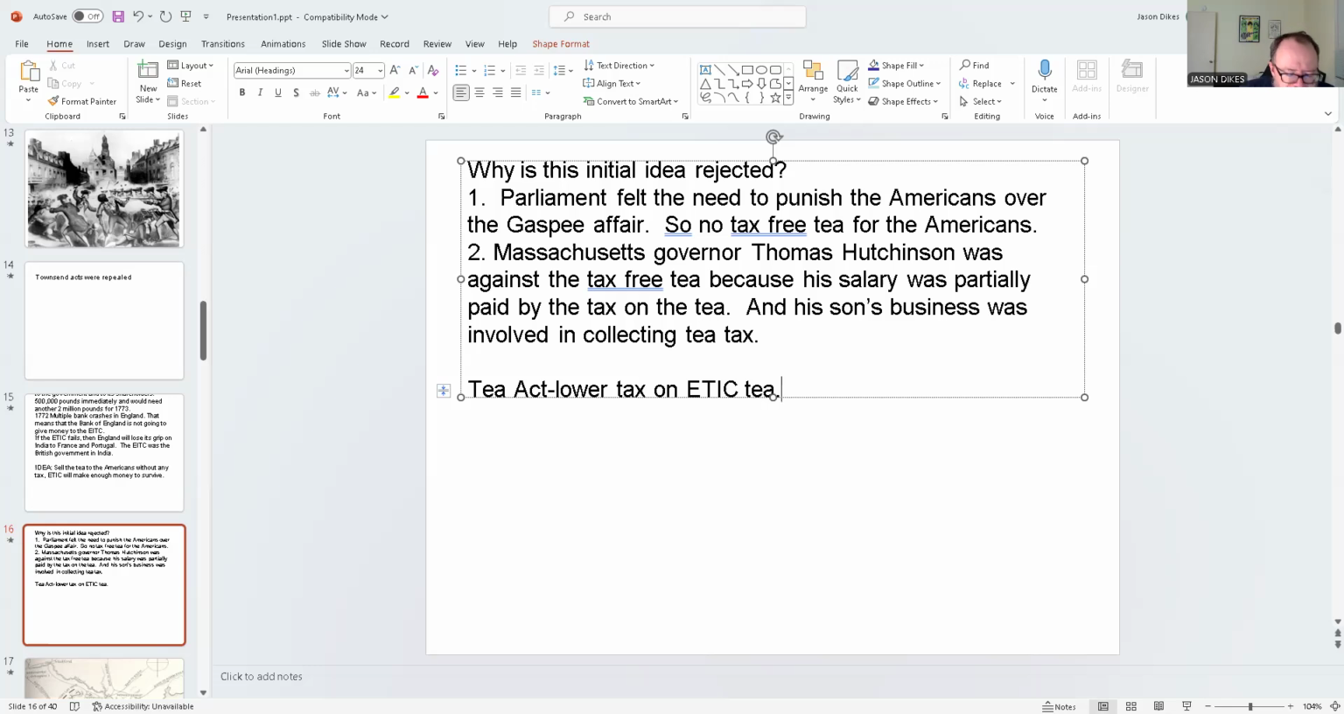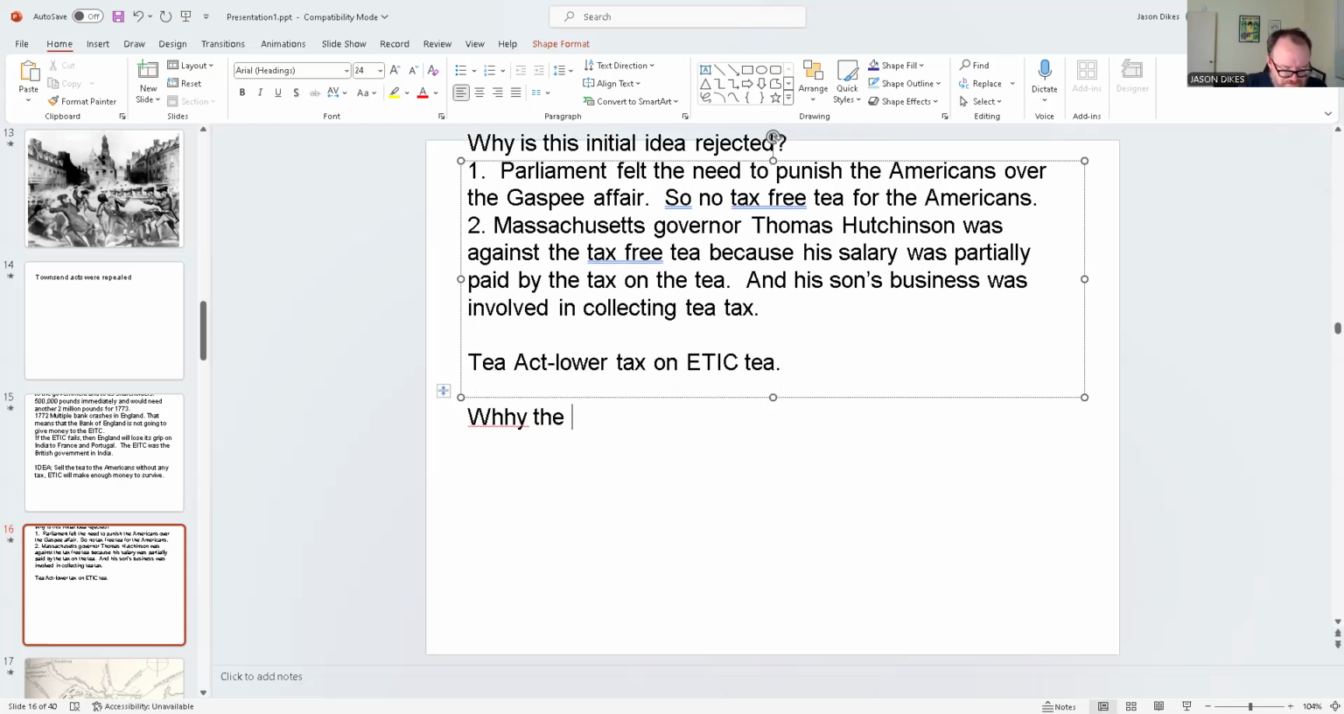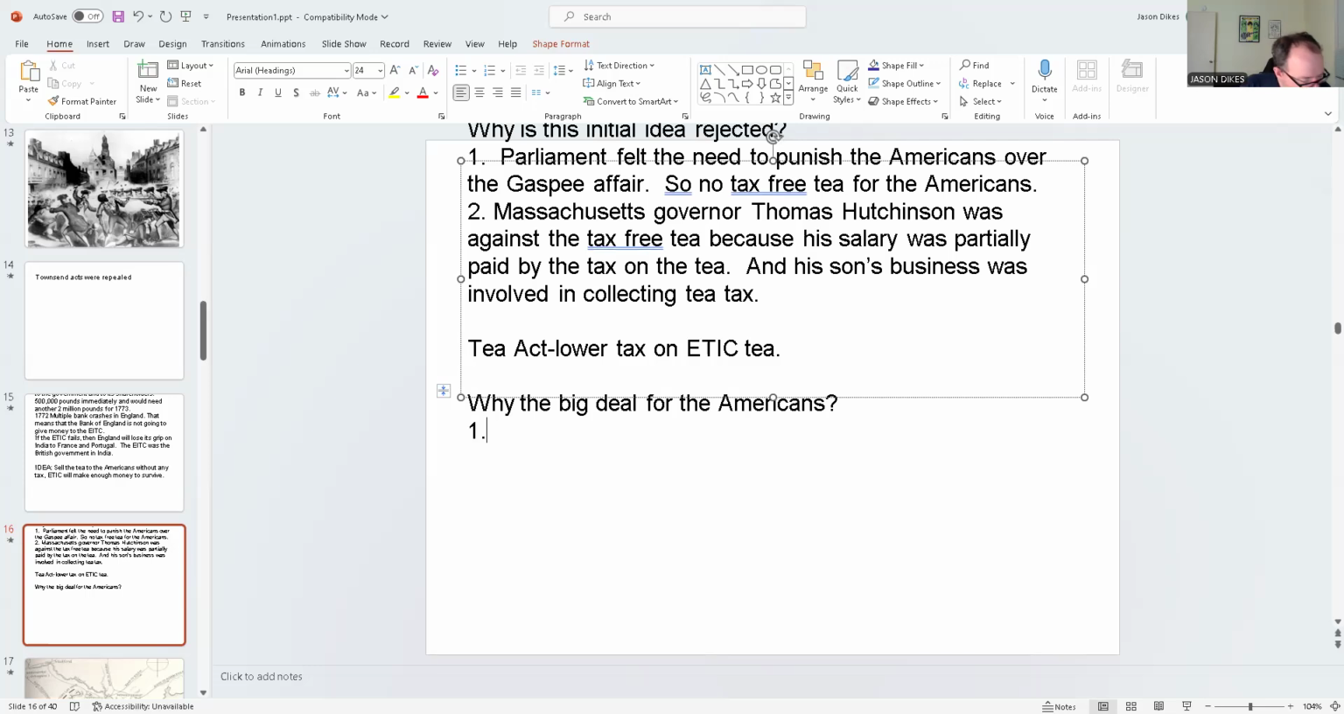Why is this such a big deal to the Americans? One, it is again taxation without representation. Even though a tax is being lowered, it is still being done without representation by the colonists.